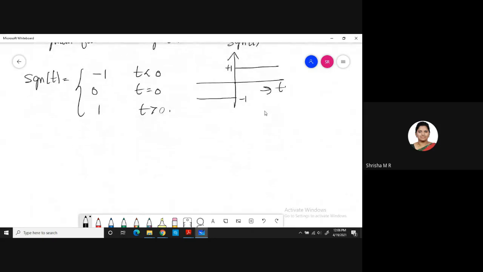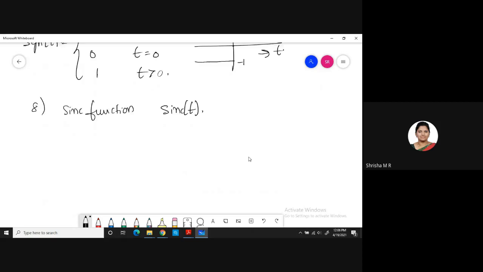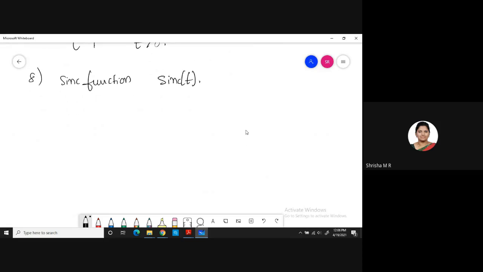Next you have the sinc function. It is represented as sinc of t. We represent the sinc function like this: sinc of t is equal to 1 at t equal to 0, and it is sine pi t by pi t for t not equal to 0. We represent that graphically like this.